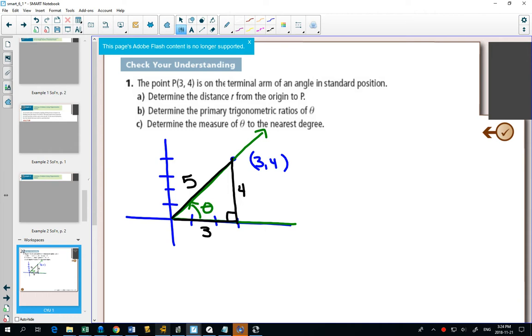A squared plus b squared equals c squared. It's 16 plus 9 is 25. It works out perfectly. So the answer, I'll write 5 units, but you could just write 5. The answer to part A, what's the distance from the origin to point P?